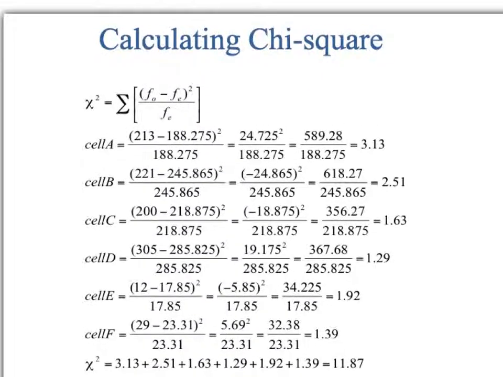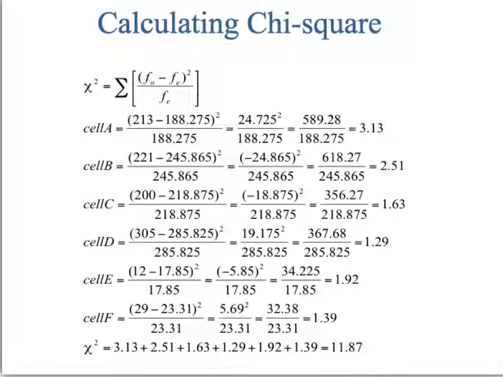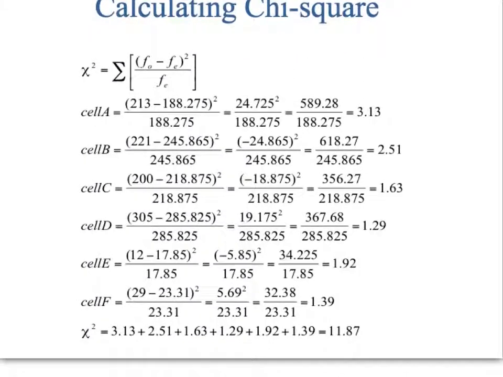And then we take cell F, our last cell. The observed was 29, the expected is 23.31. We subtract and then square and divide by the expected, which gives us 1.39. So then we're going to add all of that up. And so we've got our 3.13, 2.51 plus 1.63 plus 1.29 plus 1.92 plus 1.39, and that's going to give us 11.87. And that is our chi-square value. That's what we're looking for in our calculation of chi-square.